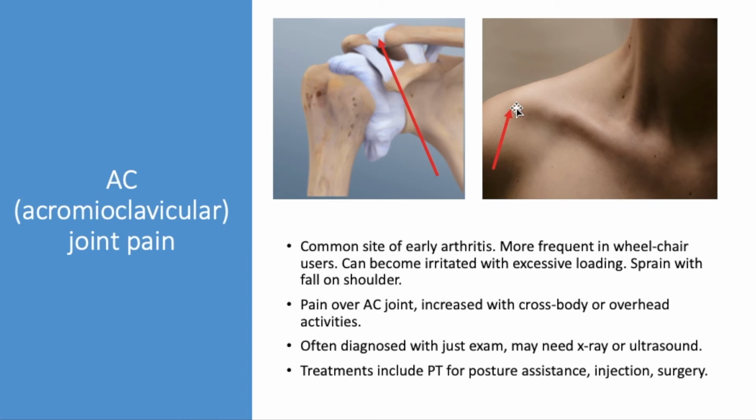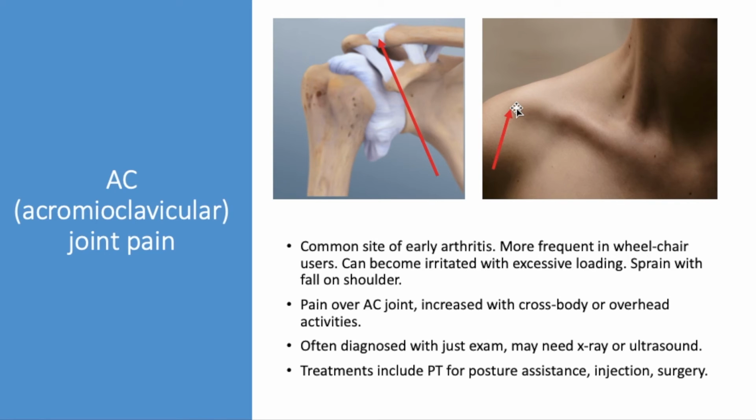This is not uncommon to see on x-ray in people in their 30s, even though it's not always symptomatic. And those that use wheelchairs more frequently have arthritis in this joint. Additionally, it can become irritated with excessive loading, and it's not uncommon to sprain this with a fall directly onto the shoulder. It's often seen with football players, but it can be seen in any individual that has a fall directly onto the side of their shoulder.